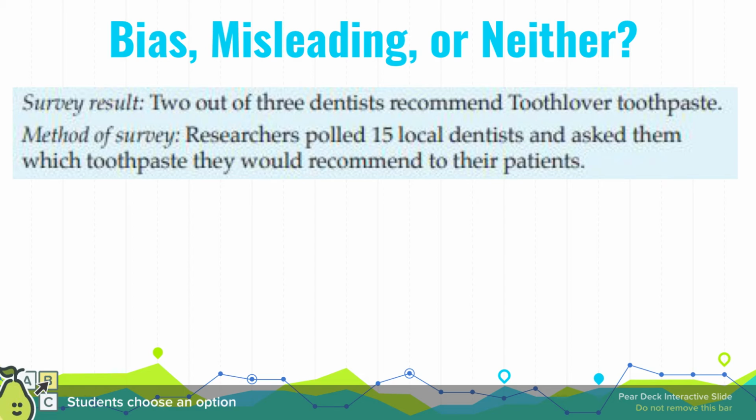Okay, another example. The survey result is that 2 out of 3 dentists recommend Tooth Lover toothpaste. The method of survey was that researchers polled 15 local dentists and asked them which toothpaste they would recommend to their patients. This one is considered misleading, mainly because the survey result generalizes to all dentists, but there is a strong chance that the local dentists are not representative of all dentists.